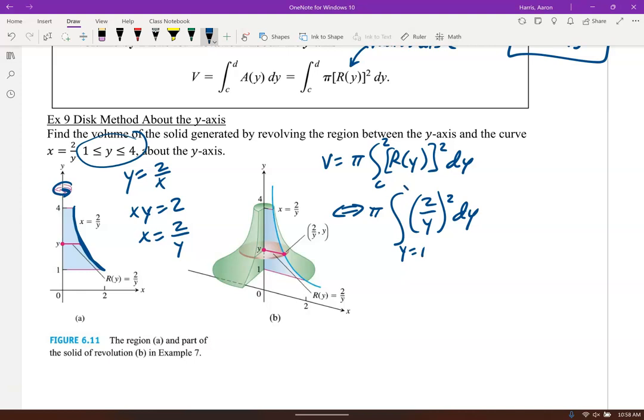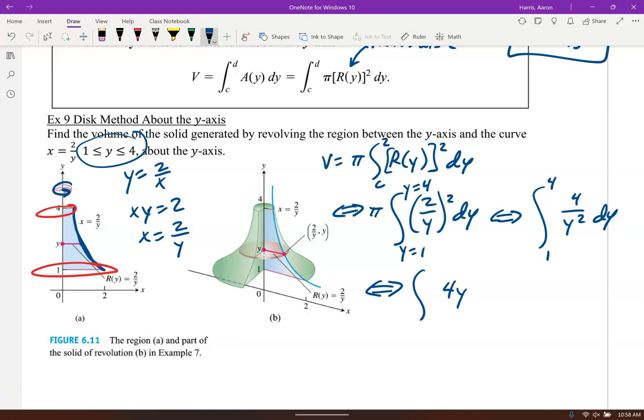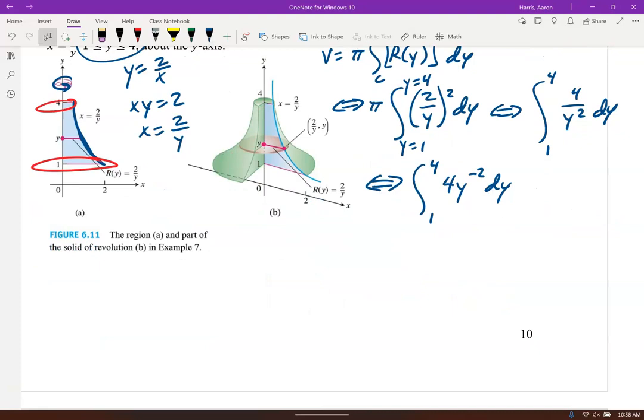So from y being 1 up to y being 4, right? So we've got 4 over y squared. Let me write it this way, 4y to the negative 2. And let's go ahead and integrate it. Oops, I almost forgot my pi again. My goodness. So we've got pi.